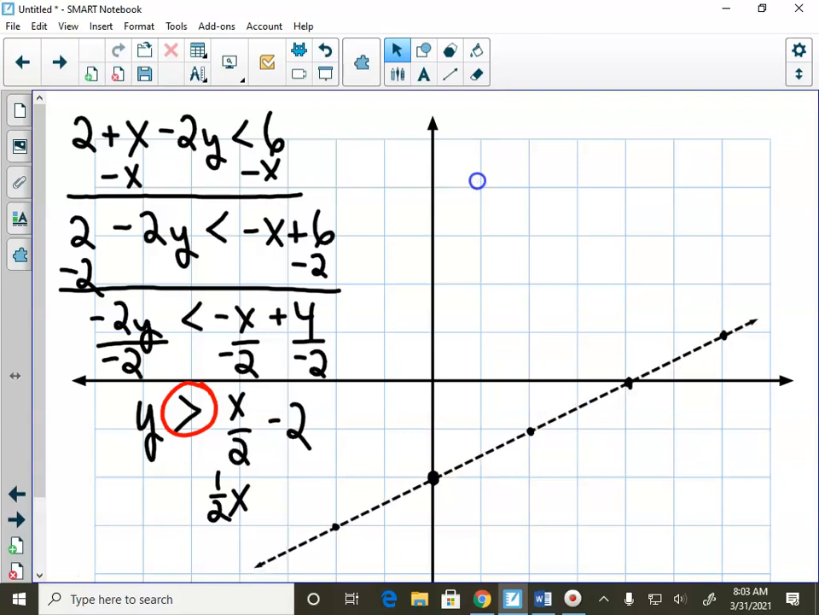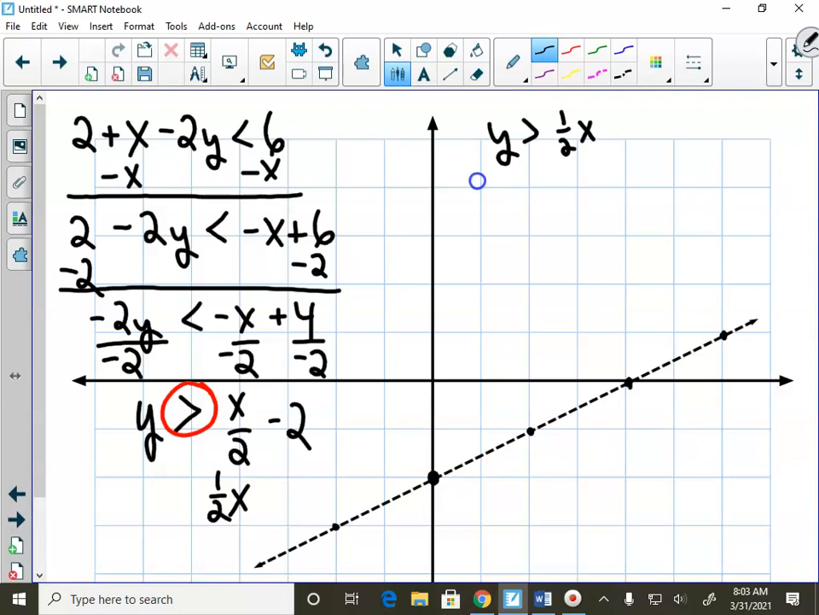All right, now we have to determine shading. So let's take our inequality. That's our y is going to be greater than 1/2 x minus 2. And let's pick a point. And again, like I said, you guys remember what point I said you want to pick if possible? Yeah, right, we're going to pick 0, 0. That's the point we want to check. We're going to check that point right there.